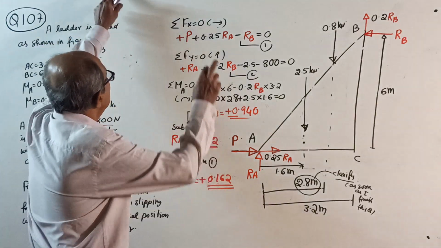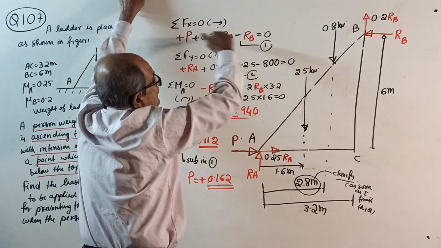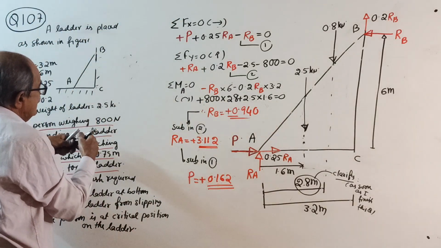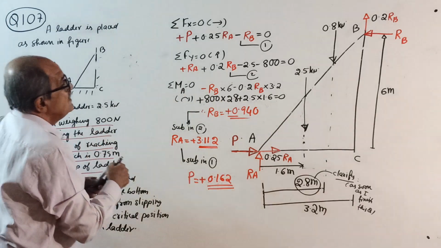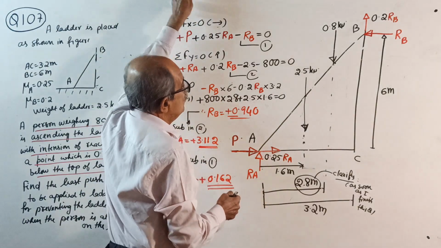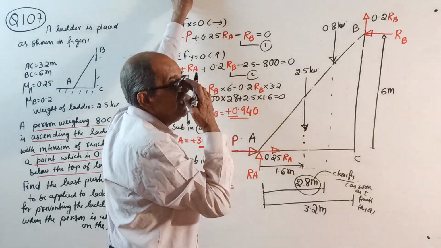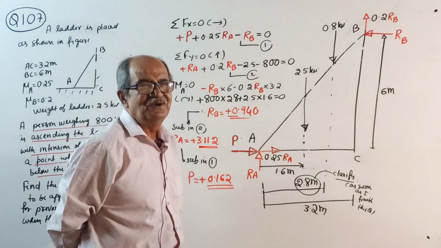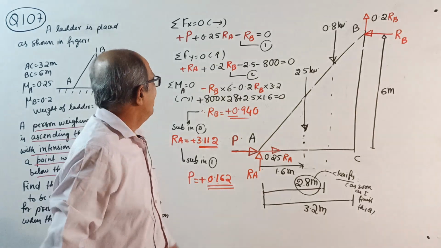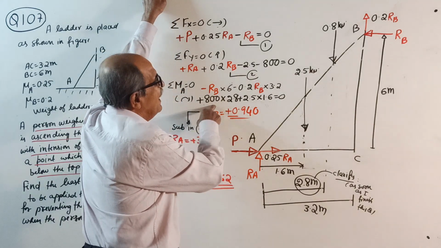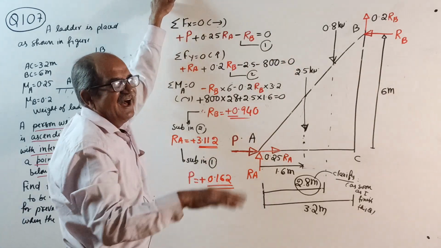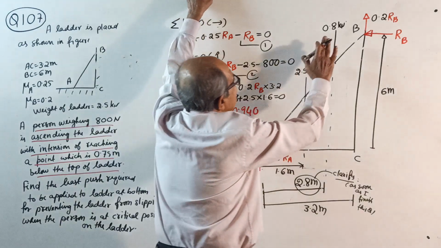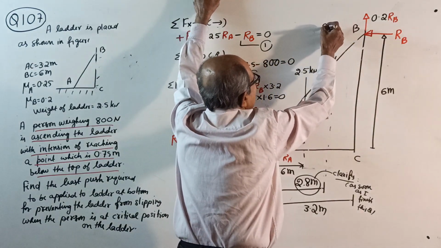Okay, now start. Sigma Fx equals 0, take right side positive. See what they told: the weight of the ladder is 2.5 kilonewton, remember, and the weight of the person is 800 Newton. Oh, see, something happened here. I wanted to trap you. I wrote 800 here, and I wrote 0.8 kilonewton there. I first thought of writing it this way. Okay, leave it now.